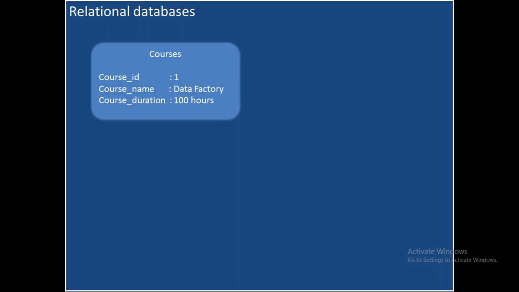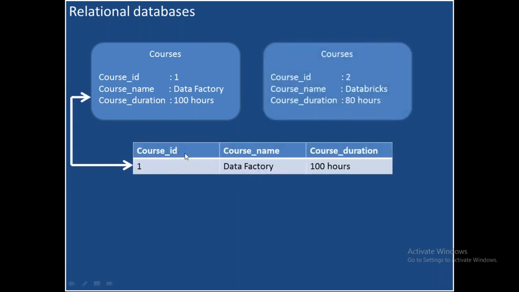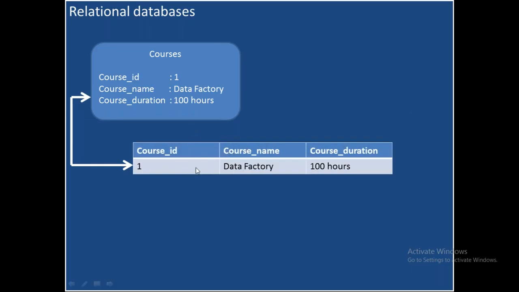When they enter all these details from the web application, these things will come and sit in a table. A table is kind of row and column wise. This is called a row, this is called a column. Course ID is one column, course name is one column, course duration is one column. Data Factory, 100 hours is going to be one row. I hope everybody knows this is a column and this is a row. So this data will be stored in rows and columns.